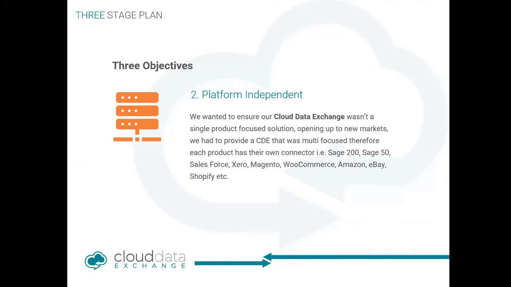Objective number 2 was for it to be platform independent. Yeah, we are a Sage business partner too, as you know. We're also a NetSuite partner. So we have connectors for Sage, for NetSuite, for Sage 50, but we also have a Salesforce connector, Xero, QuickBooks, and we will be adding others as we grow the product. We're just improving the product where it is today to have more and more functionality. Then we'll branch out with the product.